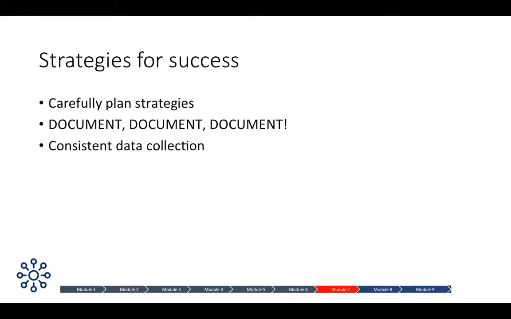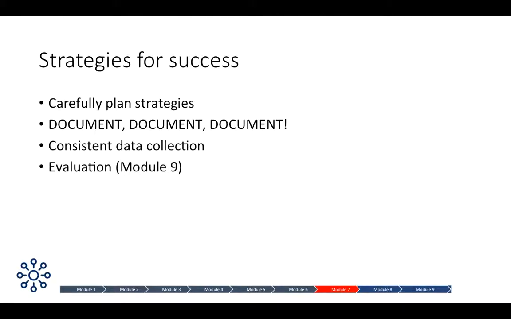When collecting data to monitor your programs and activities, it's important to do so consistently. By that, we mean that it should be collected at regular, predetermined intervals, as well as collected the same way each time. This helps protect the validity of the data itself.